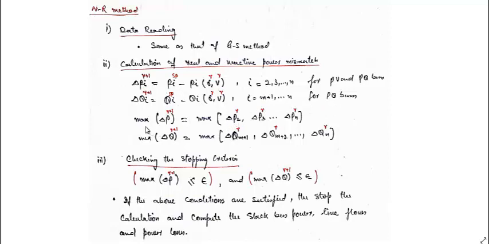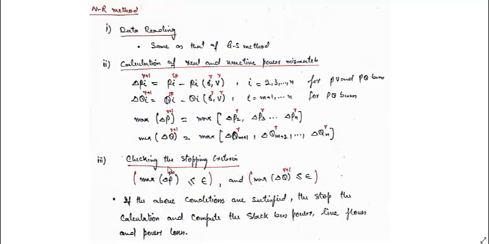And after that we will calculate the maximum of delta P and the maximum of delta Q. The maximum of all these values will be taken as the maximum delta P, and the maximum of all the reactive power mismatch values will be taken as delta Q (r plus 1).